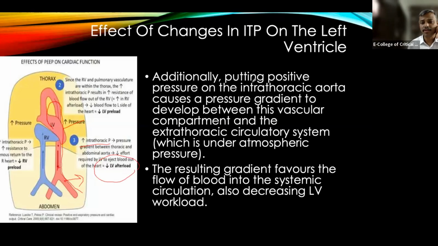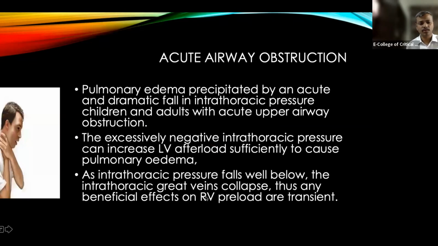Additionally, putting the patient on positive pressure in the intrathoracic aorta causes a pressure gradient to develop between this vascular compartment and the extrathoracic system. This is very important. It creates more of a pressure gradient, and blood is easily moved there. So this is another important example actually.